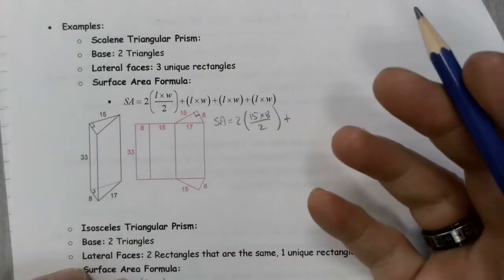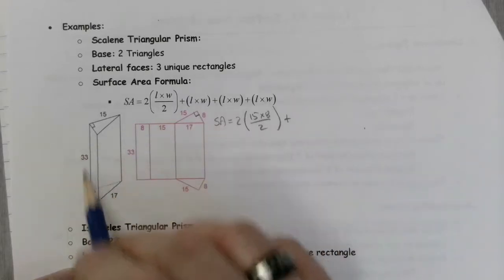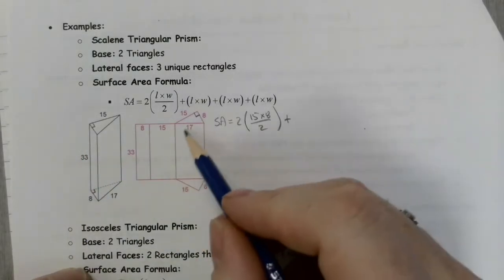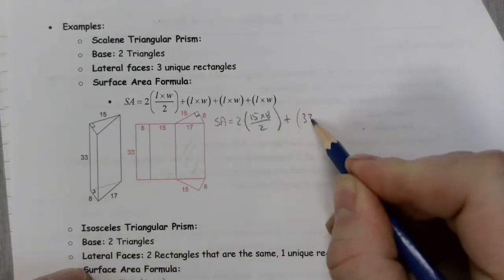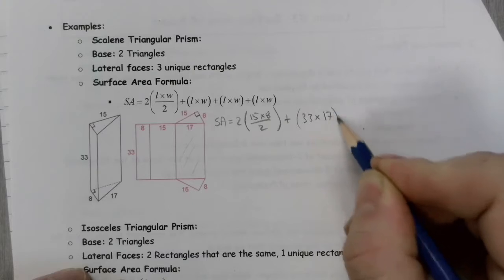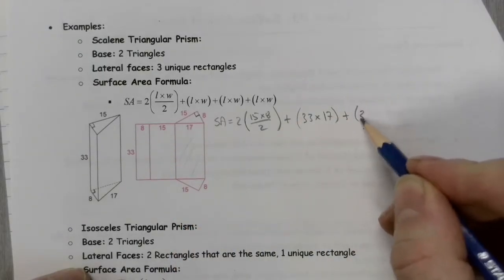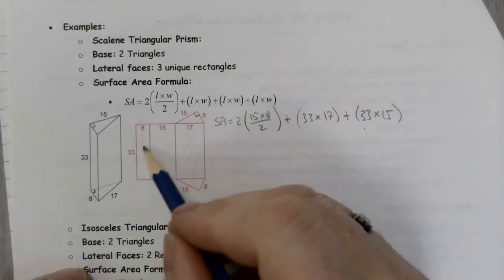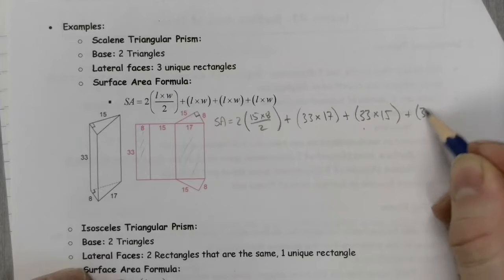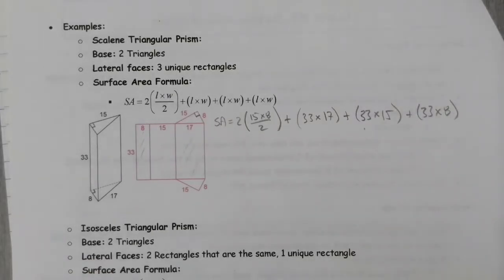And now I'm just going to work through all of the different rectangles here. So let's start with this one. Now remember, there's this height of 33. For example, let's take a look at this one right here. It's going to have a length of 33 and a width of 17. This next one is going to have a length of 33 and a width of 15. And then this last one over here is going to have a length of 33 and a width of 8.